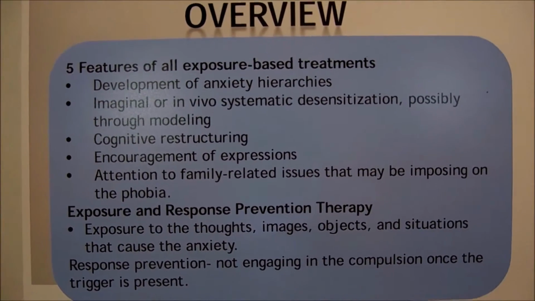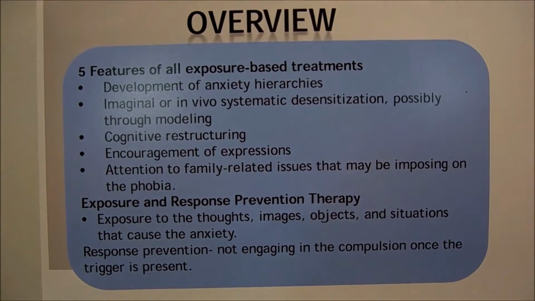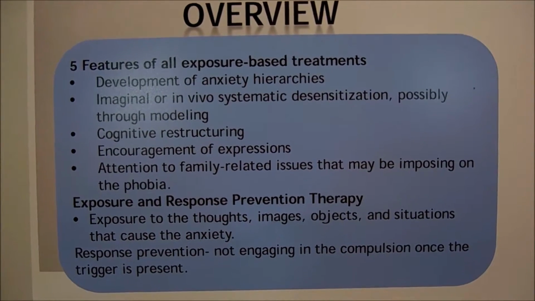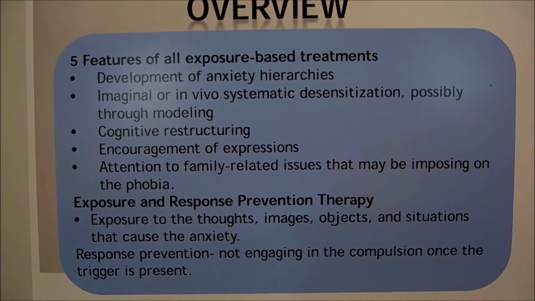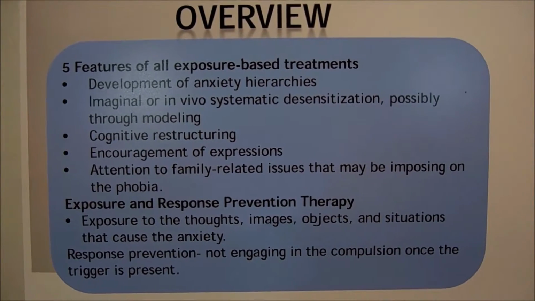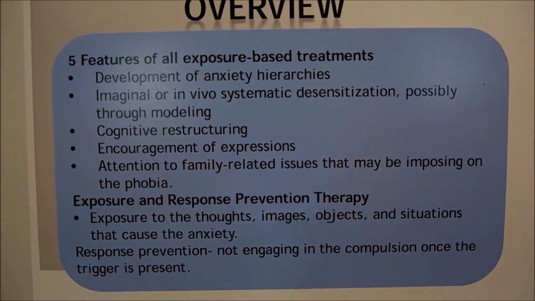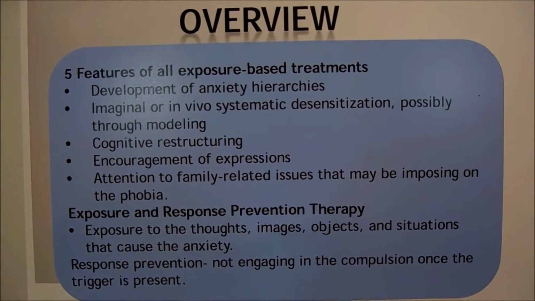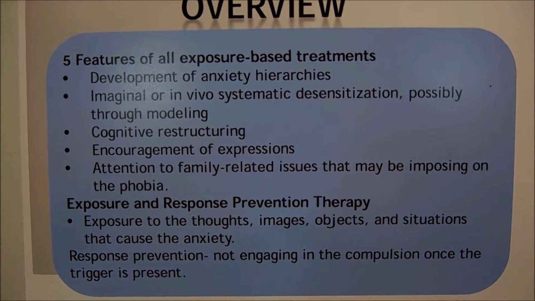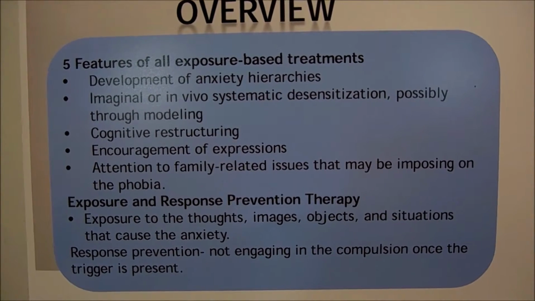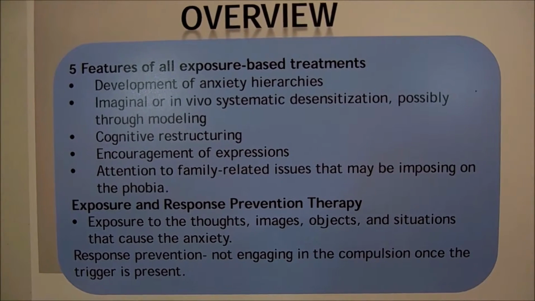So let's start with a brief overview of exposure and response prevention therapy. From the readings, we discovered that there are 5 features of all exposure-based treatments. Number 1 is the development of anxiety hierarchies. Number 2 is the imaginal or in vivo systematic desensitization, which can be completed through modeling. Number 3 is cognitive restructuring. Number 4 is encouragement of expressions, and number 5 is paying attention to any family-related issues that may be having an effect on the phobia.